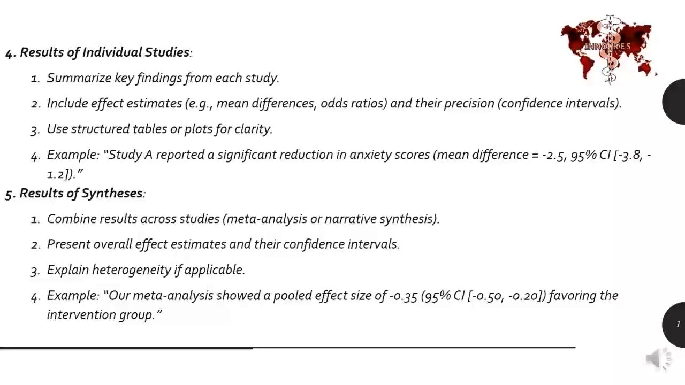So next we'll be talking about item 19. From item 19, we are moving into the results section of the systematic review, how to report your results. For item 19, you want to report the results for individual studies, the individual studies that make up your review. You want to summarize key findings from each study. Again, you could use a table for this.